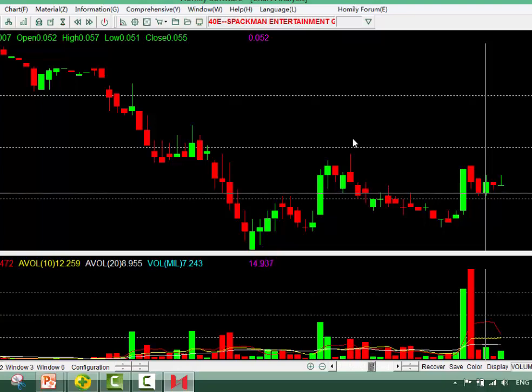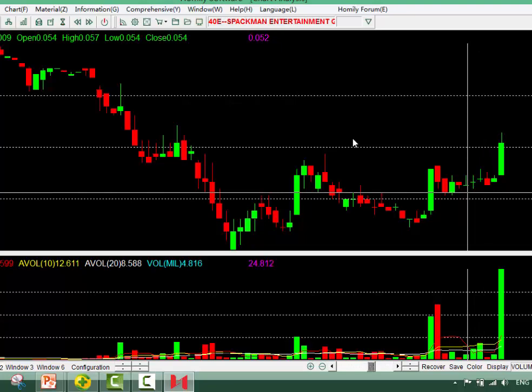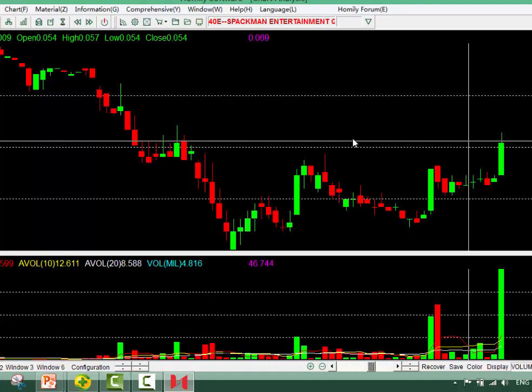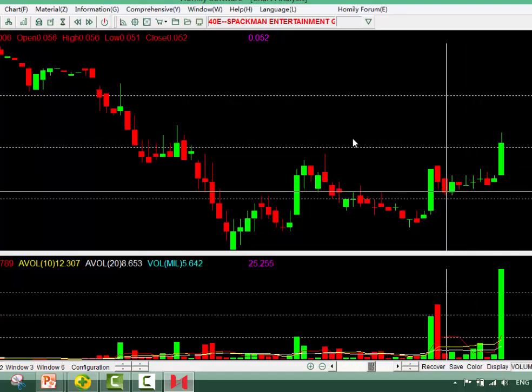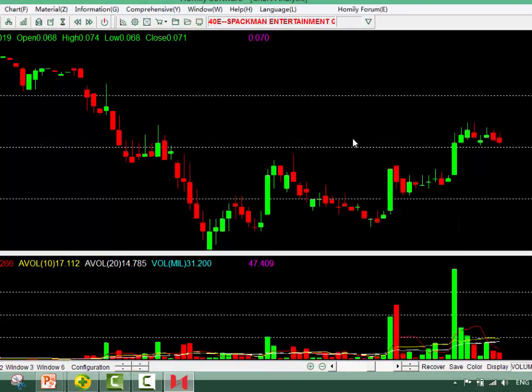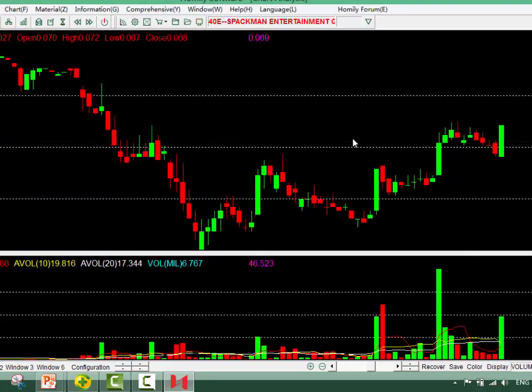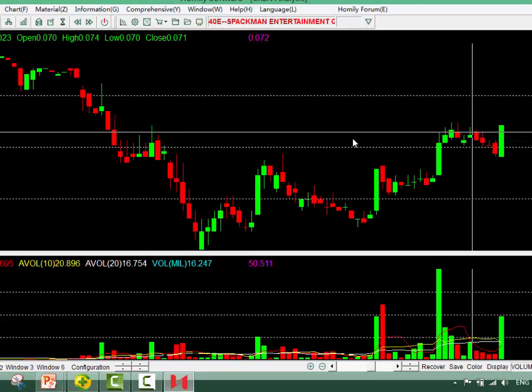Then the price retreats again. Just touch the half of the candlestick body. What should we do? If you buy, you also can short the bond. But if you have this short, where is the sell point?